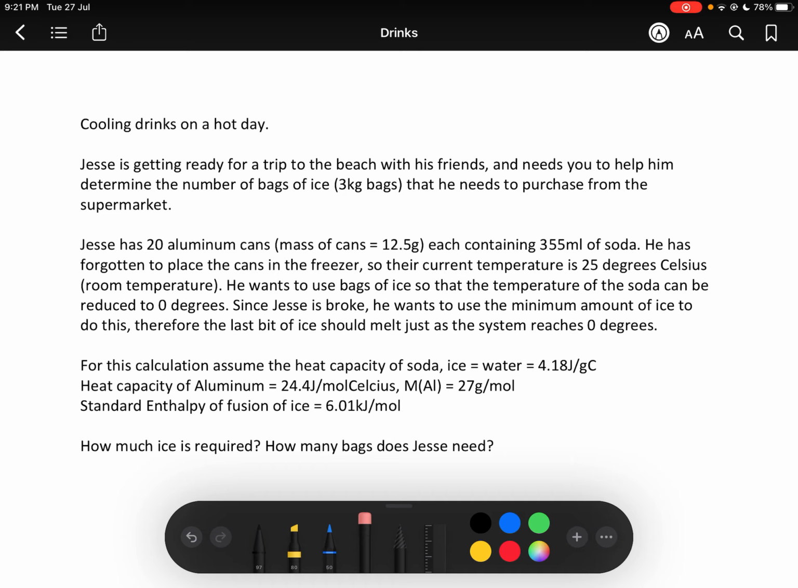The standard enthalpy of fusion of ice is just the amount of energy that's required to convert 1 mole of water in its solid form, which is ice, into its liquid form, which is water. So how much ice is required and how many bags does Jesse need?